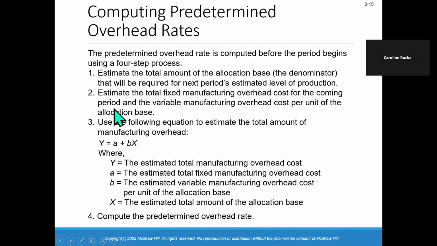So we've got our fixed manufacturing overhead estimated up here, but we need the total amount. And we're going to use our y equals a plus bx formula. Then we compute the predetermined overhead rate. Don't worry, we're going to work an example.